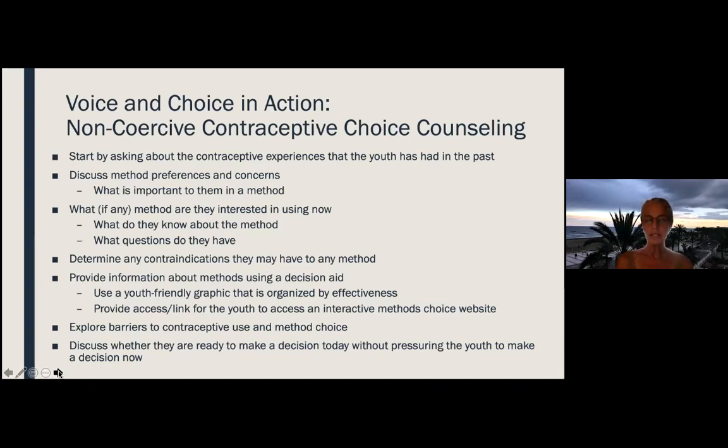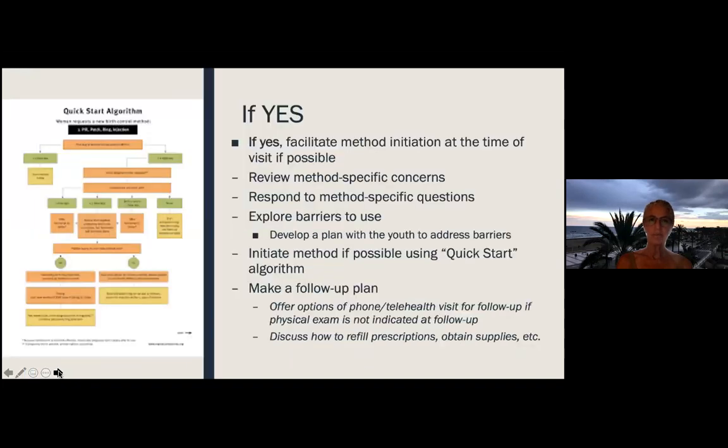using the internet, because there's great method choice websites that are interactive where they can really explore information at their own pace and in their own way. You want to really explore with them what their barriers to contraceptive use and method choice might be, and discuss whether they're ready to make a decision today without pressuring them to make a decision right now.